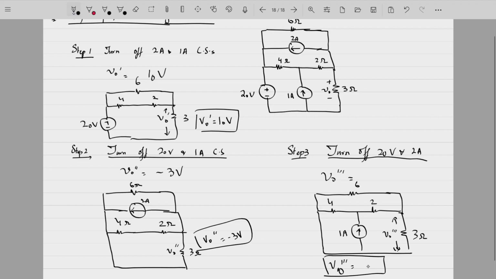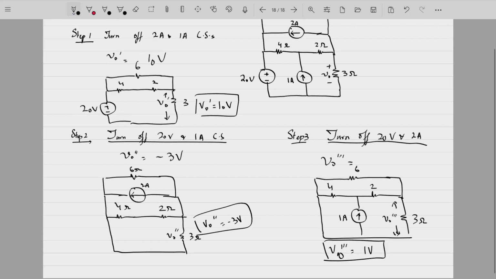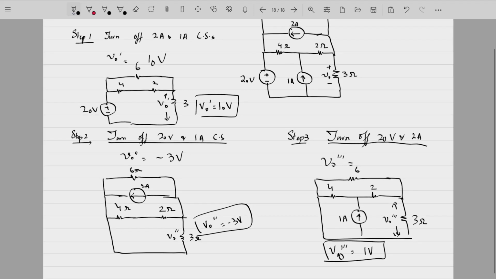V naught triple dash will come out to be 1 volts. You can use nodal analysis to check it out. So total V naught will be 10 minus 3 plus 1, that is 8 volts.